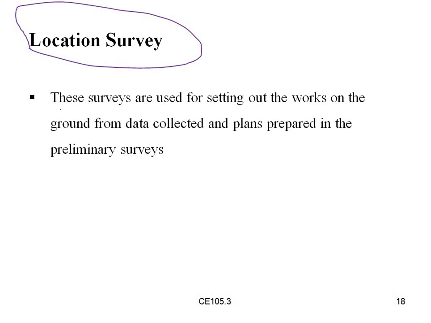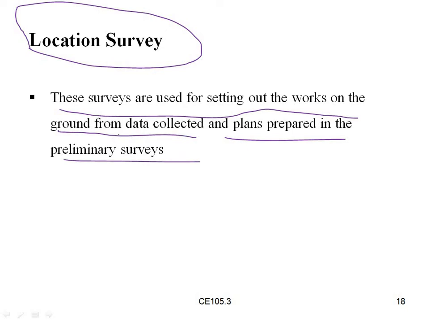And the next is location survey. In the name itself, we can see it is where the location is, the point, we can find out in the location survey. And these surveys are used for setting out the works on the ground from data collected and plans prepared in the preliminary surveys. So here the location survey is nothing but it is taken from the data of the preliminary surveys, the data which is prepared in the preliminary surveys.